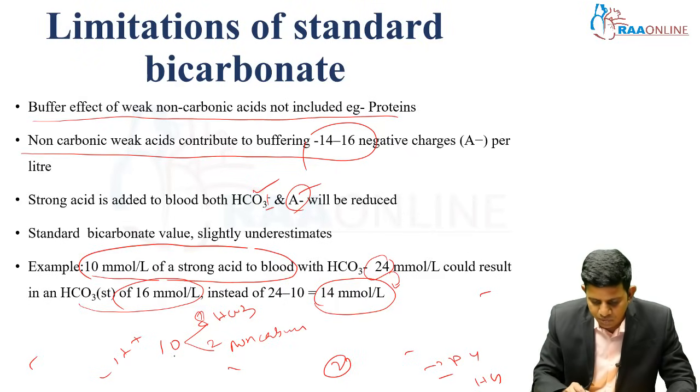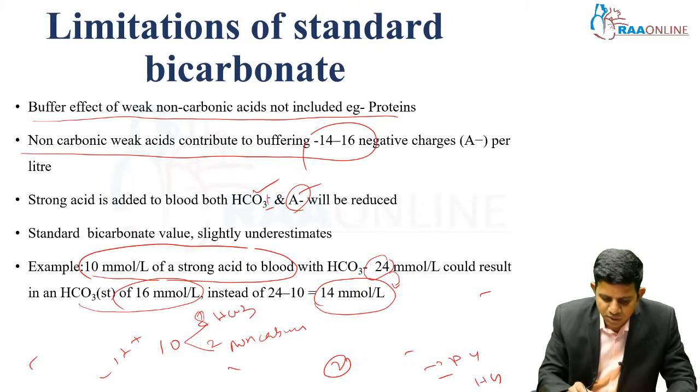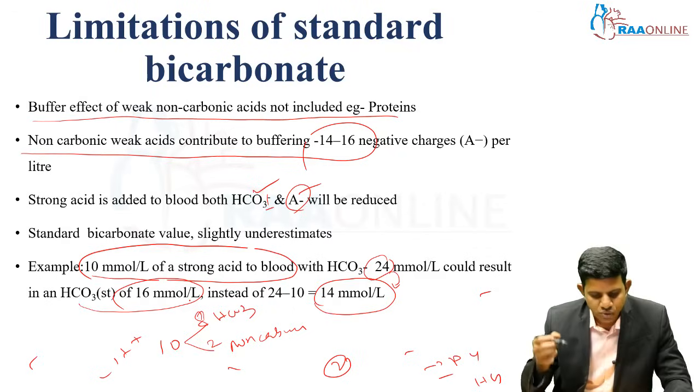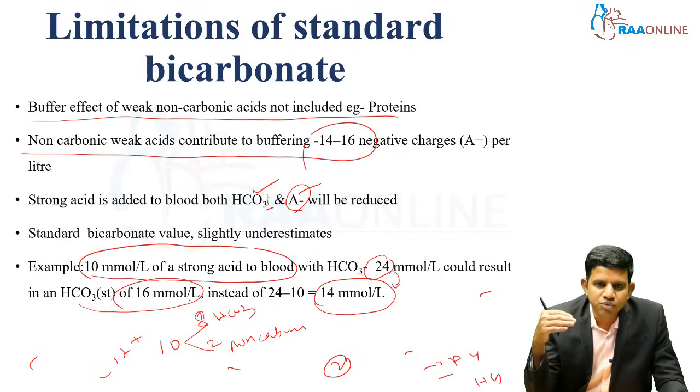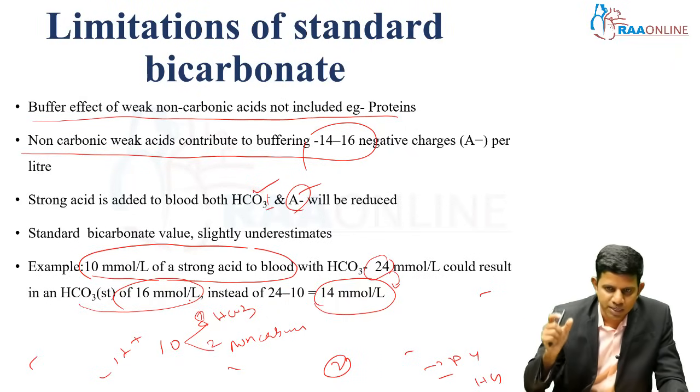Okay. So, if it were only the bicarbonate buffer system, what will happen? My bicarbonate level would be 14. But because of the non-carbonic buffer system, my bicarbonate is 16. So, standard bicarbonate values usually slightly underestimate the metabolic acid base disorder. It is one of the limitations of standard bicarbonate.